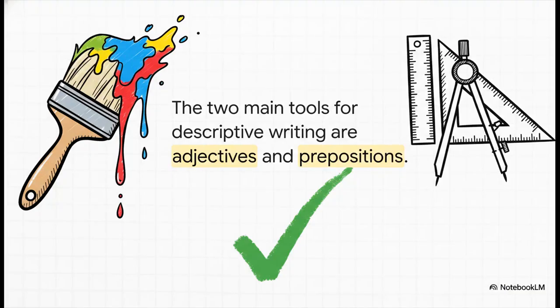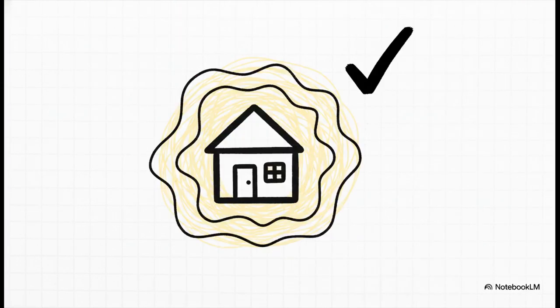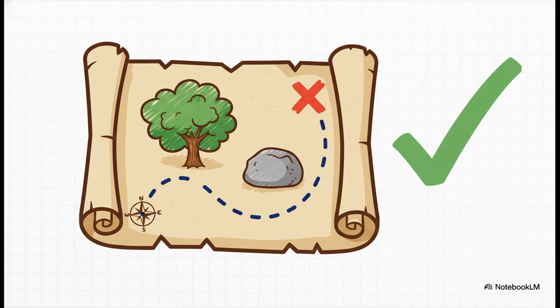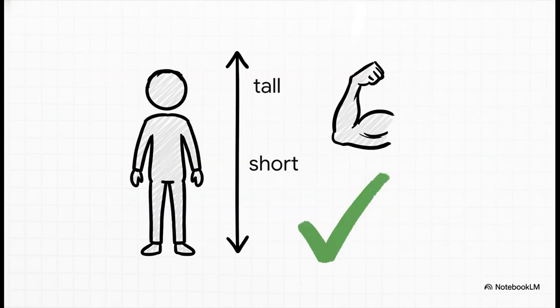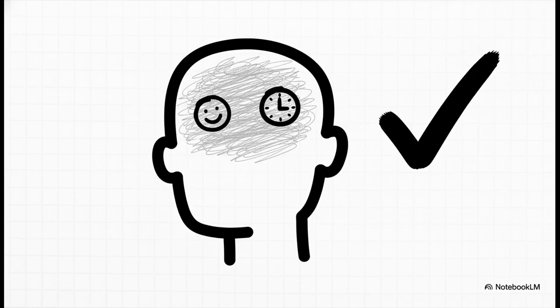So for number one, the two main tools are adjectives and prepositions. You got it. For question two, when you say a place is cozy or comfortable, you're describing the atmosphere. The answer to number three, prepositions. Those are the words that help explain where objects are located. Next, for number four, tall, short, and strong are all physical characteristics. For question five, words like happy and patient describe a person's personality.